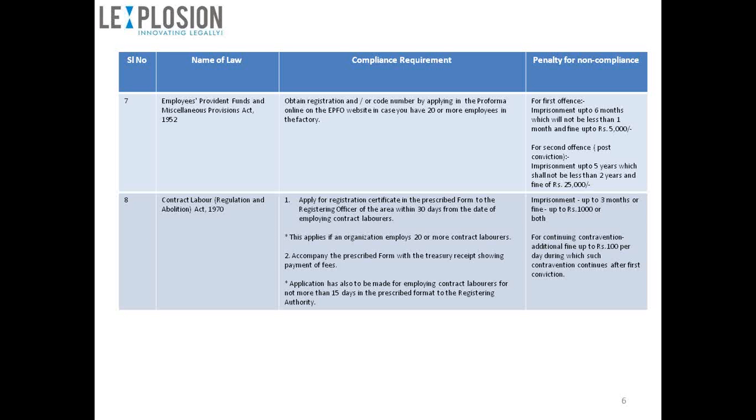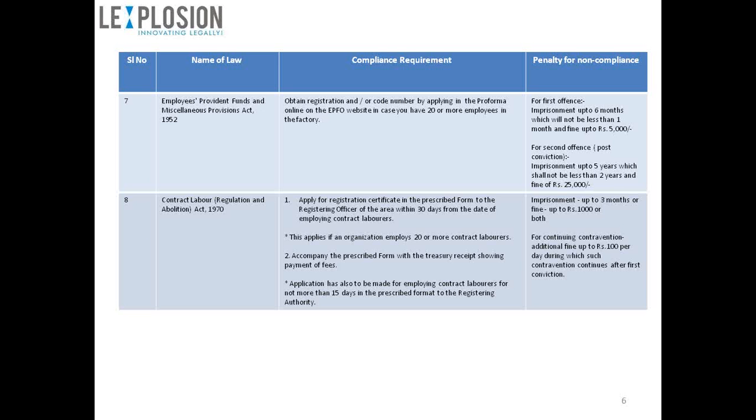Now, you need to understand that some of these laws are enacted by Parliament and enforced by the central government. There are some laws which are enacted by Parliament but enforced by both the central and the state governments. And some laws are enacted by Parliament but enforced purely by the state government. So the Contract Labour Regulation and Abolition Act is one of those acts which are regulated by both the central and the state governments.